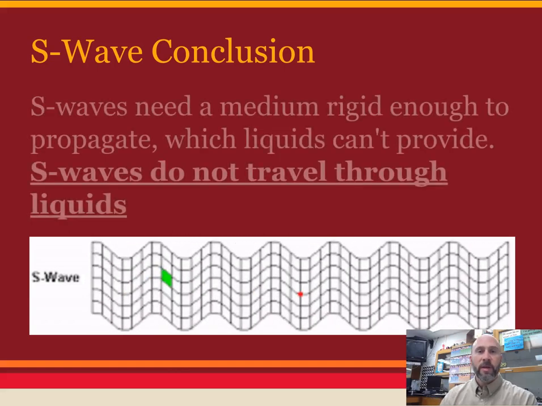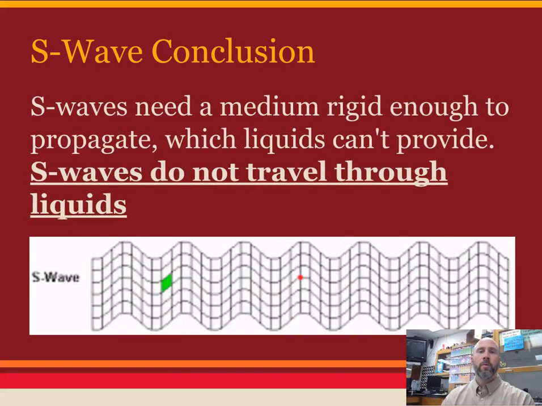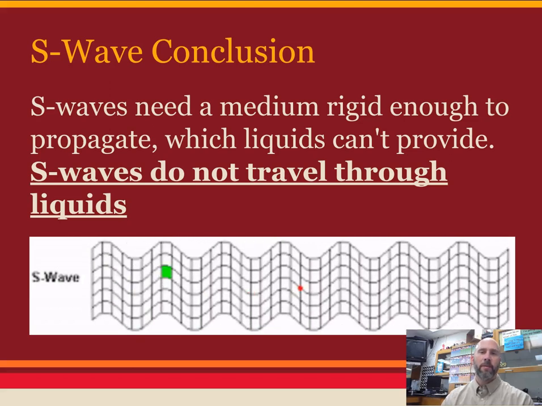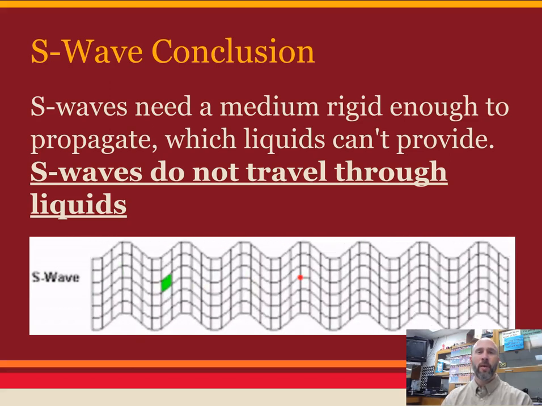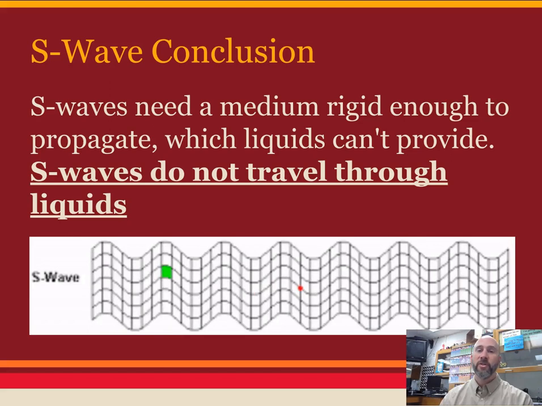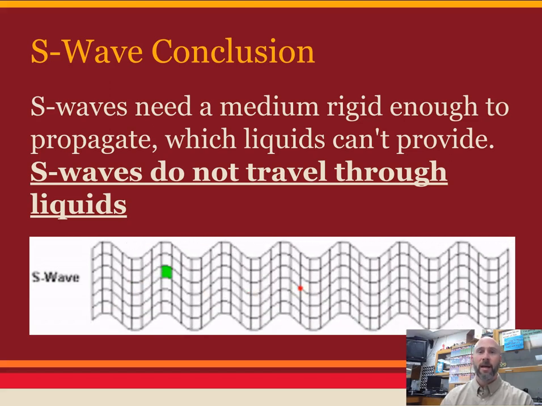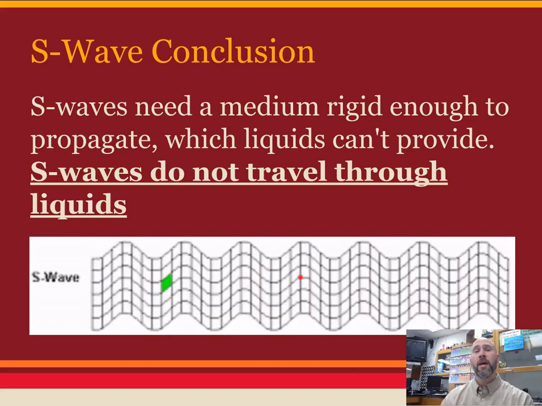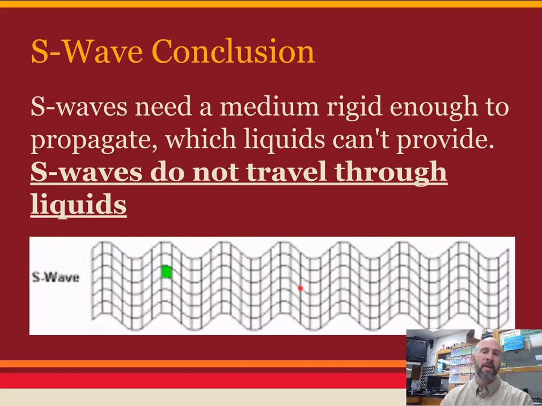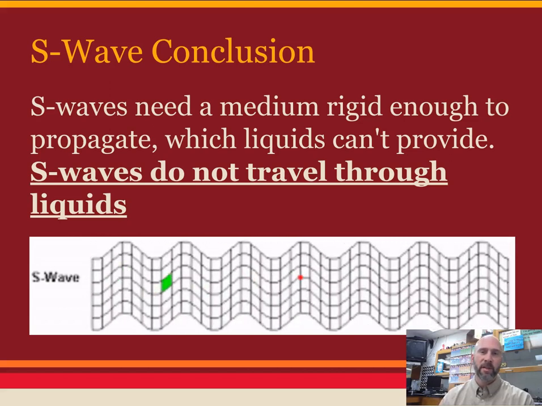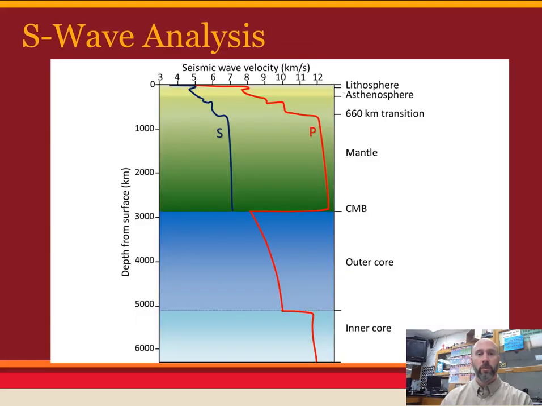And with this, we know that S waves need a medium that's rigid enough to propagate. Okay, so which means that if you have a substance that is lacking rigidity, such as a liquid or a gas, S waves cannot travel through those. S waves basically need a solid type material to be able to move through. Okay, so this is kind of showing that idea again.